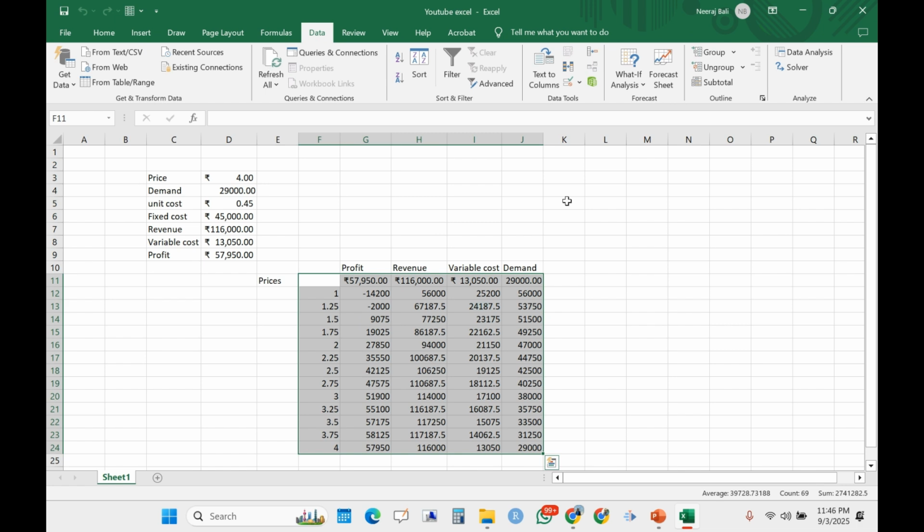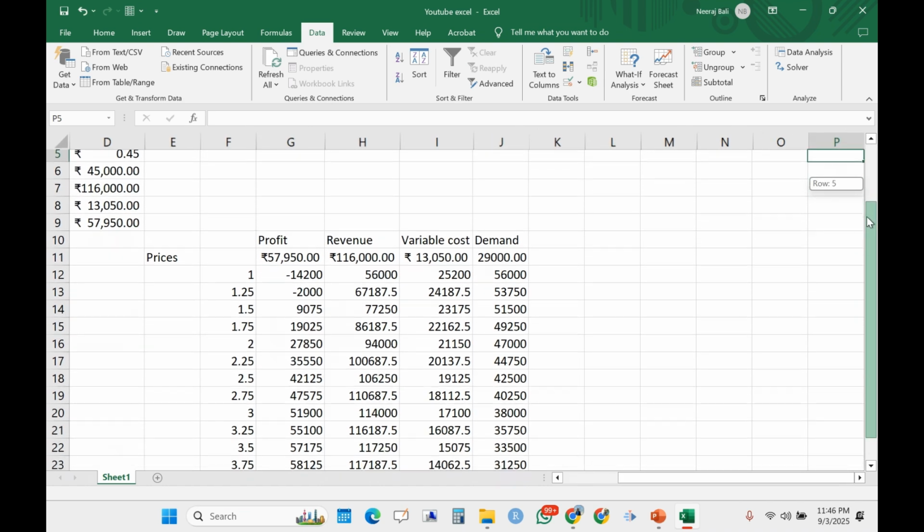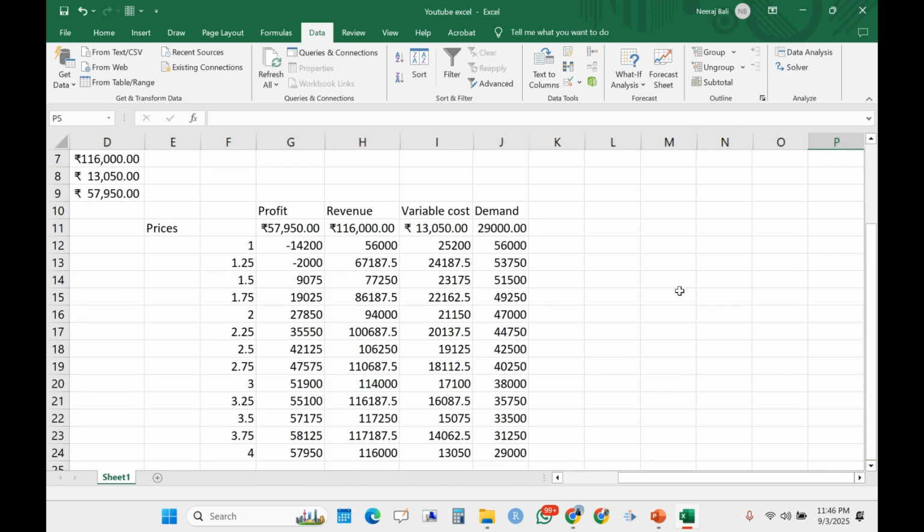How do we understand this table? That is the other thing which we are now trying to understand. How to analyze this is also important. Now what-if analysis has already filled this table for me. For rupee 1, profit is 14,200, revenue is 56,000, variable cost is 25,200 and demand is 56,000. Now you can see the price is increasing from 1 towards 4.